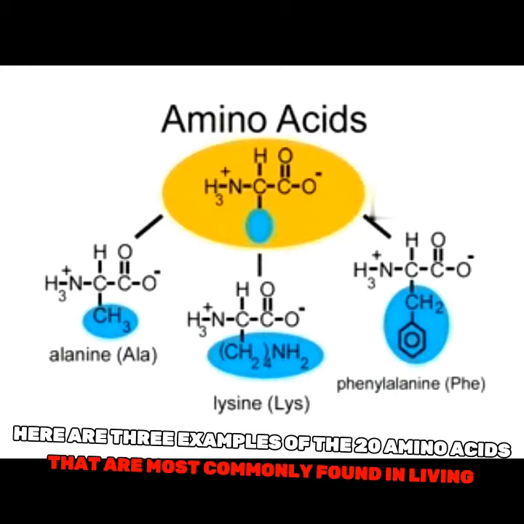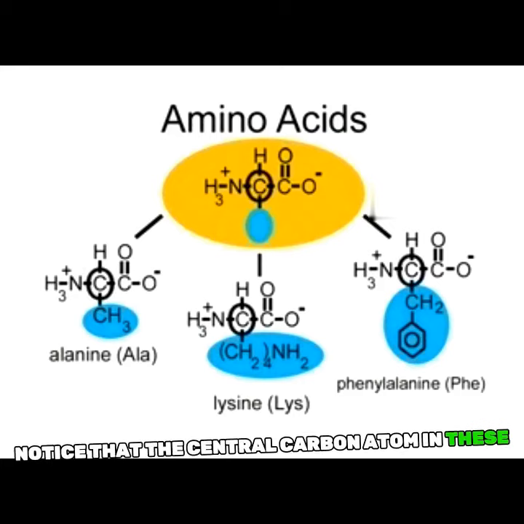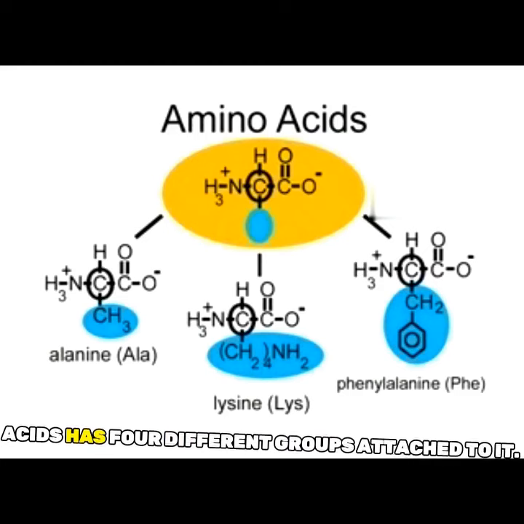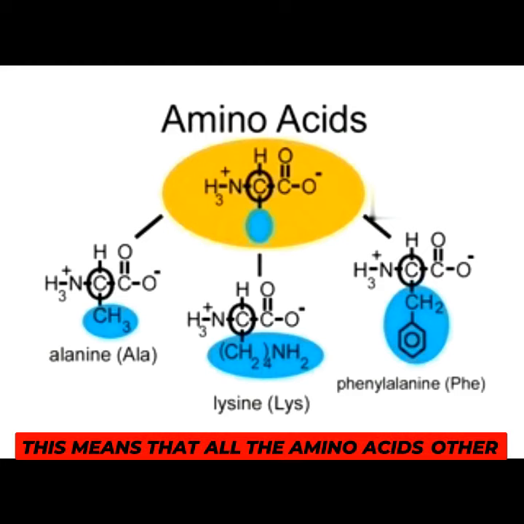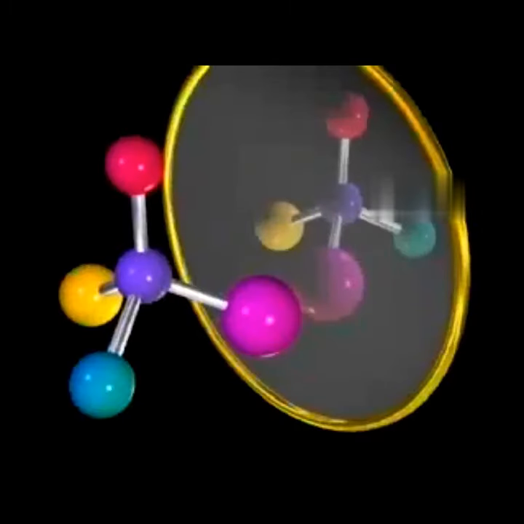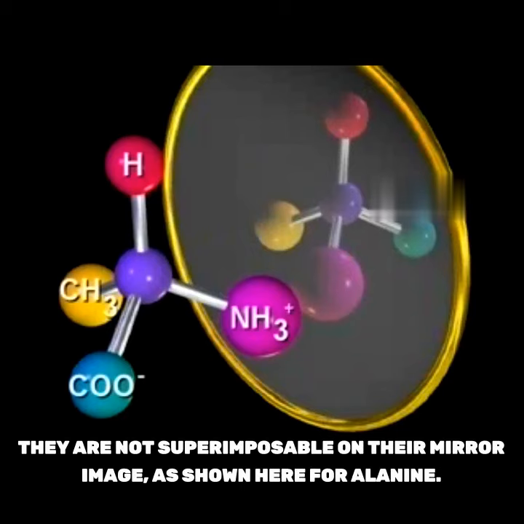Here are 3 examples of the 20 amino acids that are most commonly found in living organisms. Notice that the central carbon atom in these acids has 4 different groups attached to it. This means that all the amino acids other than glycine, for which the side group is H, are chiral molecules. They are not superimposable on their mirror image, as shown here for alanine.